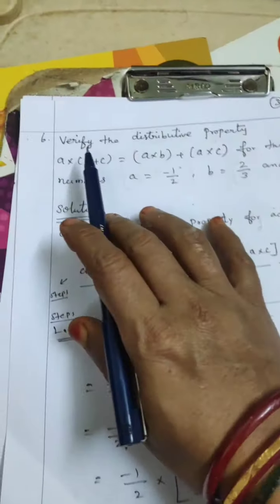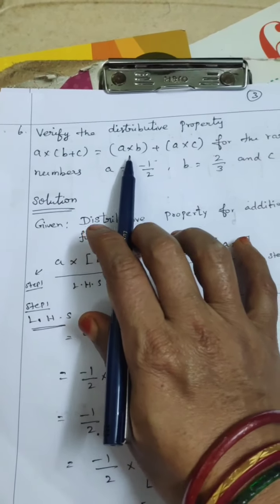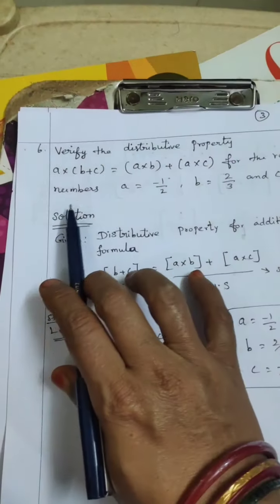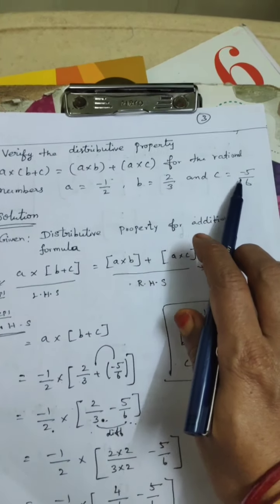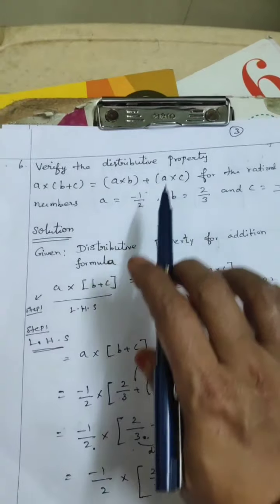Sixth question. Verify the distributive property a × (b + c) = a × b + a × c for the rational numbers a = -1/2, b = 2/3, c = -5/6. What is the property? Distributive property.